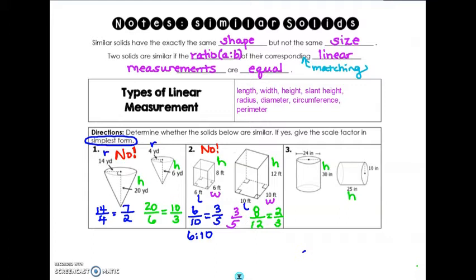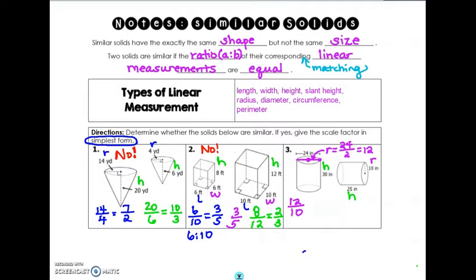Then for my radius, I have a radius of 10 over here, but take a look. 24 is talking about the whole length of the diameter. I just need half of that as my radius. So 24 divided by 2 is going to give me 12 as my radius. So if you put 24 over 10 in your fraction, that would be incorrect. I have to use 12 and 10, like linear measurements with like linear measurements.